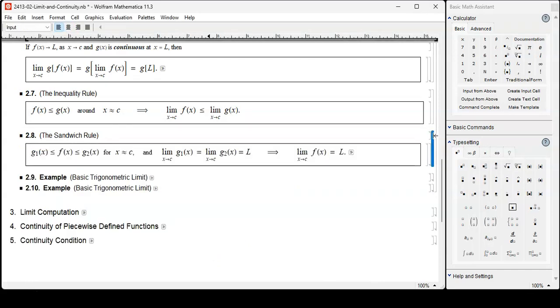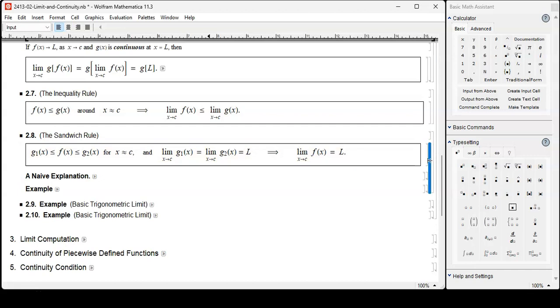The final rule, the sandwich rule. The function f is greater than or equal to g1 and less than or equal to g2. So it's sandwiched between these two. And if the upper function and lower function are both going to the same limit, then f of x is squeezed into the same limit as well. And here is a visualization.